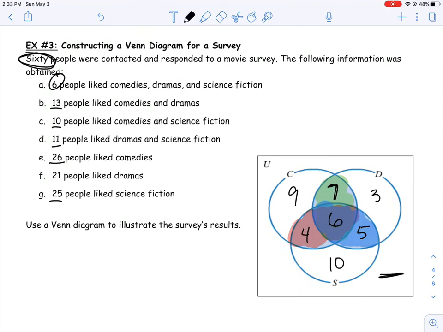Well, remember, they said that 60 people were surveyed altogether, right? And so if I know that there is 60 people total, but I already have all of these numbers, could I figure out how much is left over by subtracting all of that from 60? So I have 60 minus 9 minus 7 minus 3 minus 4 minus 6 minus 5 minus 10 and I ended up with 16 out here. Doesn't that mean that 16 people were part of my survey that didn't like comedies, dramas, or science fiction?